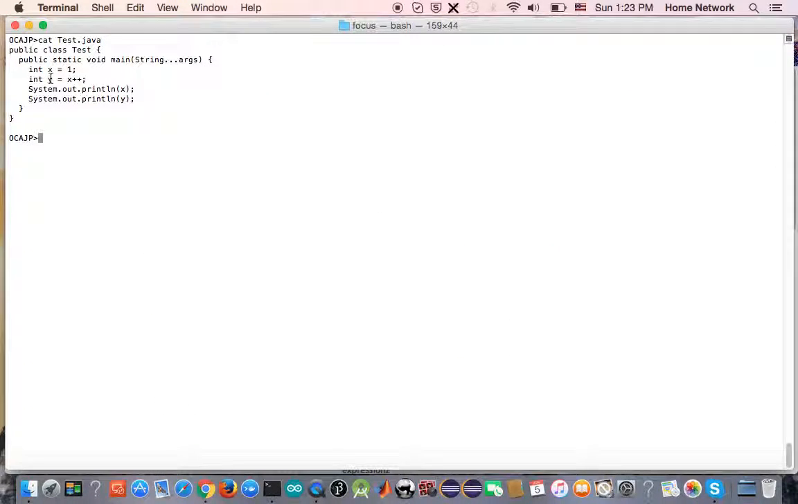Here we have a program. x has the value of 1. We first assign the value of x to y. After that, we increase the value of x by 1. Let's run the program.